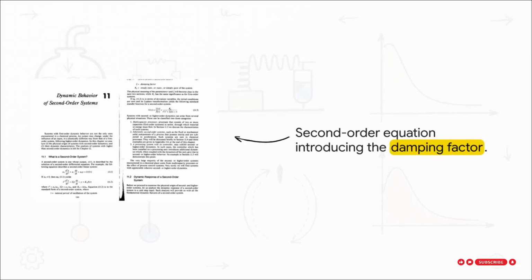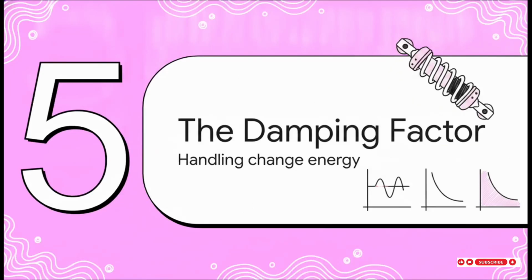This is where the math gets a very necessary upgrade. The denominator of our standard transfer function expands. Now, we still keep a time constant, tau, which in this case represents the natural period of oscillation. But right next to it, we're throwing a second dynamic parameter into the mix. This new guy is called the damping factor, represented by the Greek letter zeta. Let's dive deep into Part 5, the damping factor.